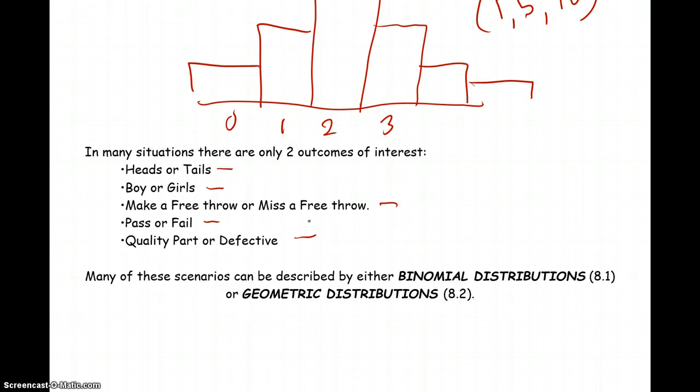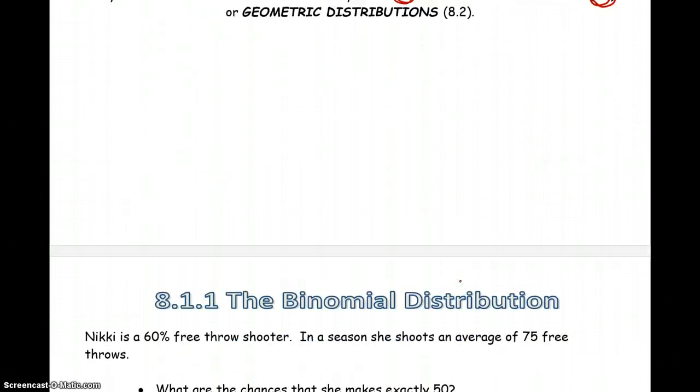Two choices, either good or bad, success or failure. So section 8.1 will be all about binomial distributions. Binomial, bi means 2, like bicycle. So binomial is two choices. This is section 8.1. Geometric is 8.2.